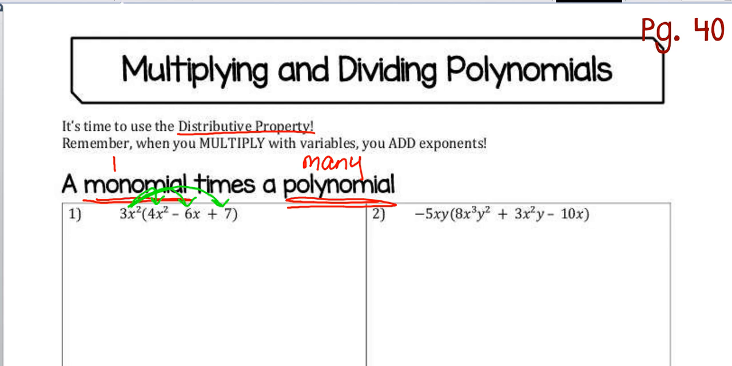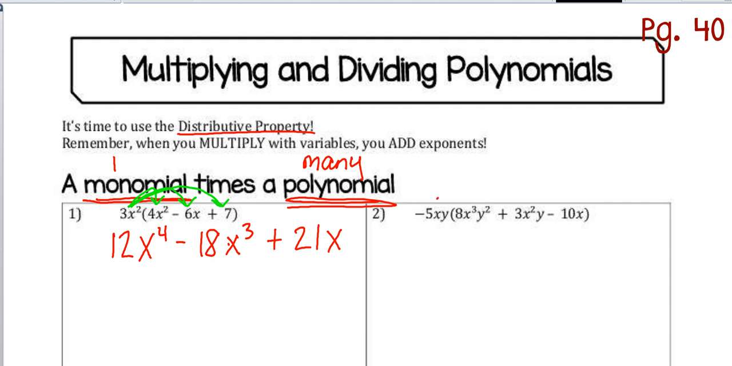Keep in mind when you are multiplying exponents, we've learned when it's the same base that you add the exponents. So I have 12x to the 4th minus 18x cubed, adding exponents here, plus 21x. So I just multiplied that 3x squared in.